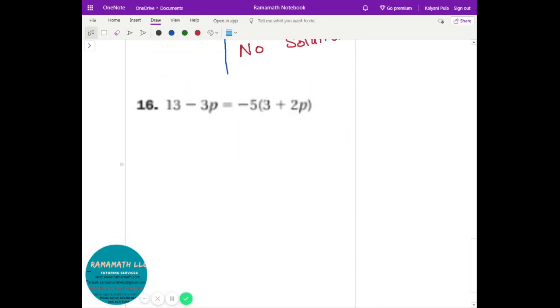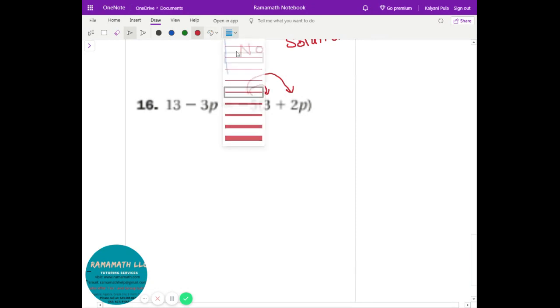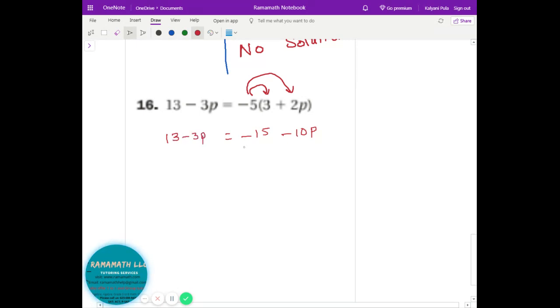So let's do this one quickly. The same question, let me explain it quickly. Now you wrote it 15, negative 15, and that's negative 10p here. And this side is 13 minus 3p. So you can choose which side you want to send the variables, and then you send the other ones to the other side. If you want to send the variables to the other side, the numbers have to go to the other side.